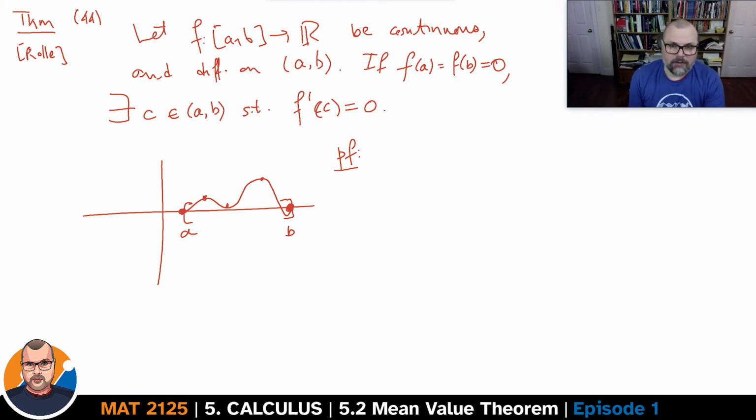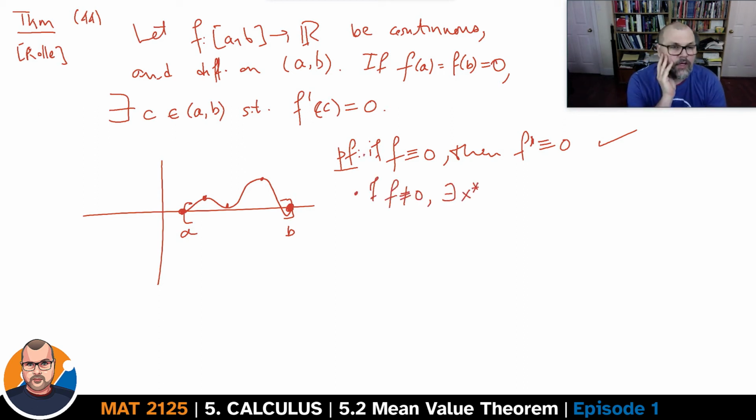Well, if the function is identically 0, then every point in the interior has a derivative which is equal to 0, right? Because the derivative of a constant function is the 0 function. So that's good. So now we're going to assume that the function is not identically 0. Then there exists some point, which I'm going to call x star, where f at x star is different from 0. So this could be a point here, and the value of the function f at x star is not equal to 0. There's going to have to be more than one such point if the function is continuous and it's not equal to 0. But there's at least one.